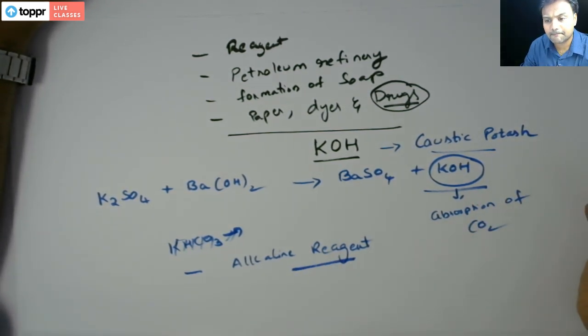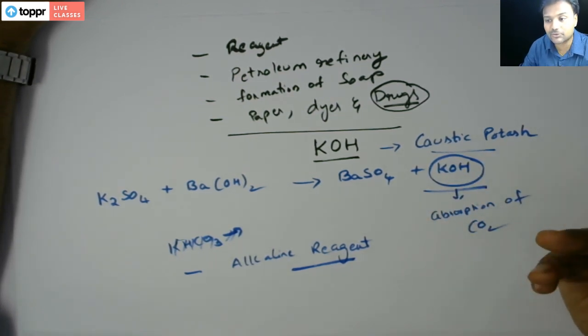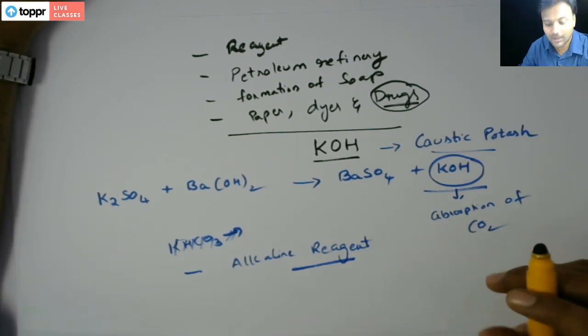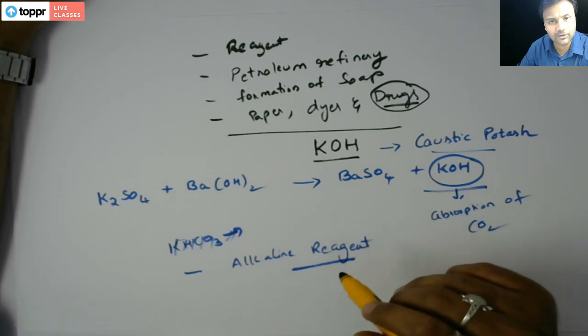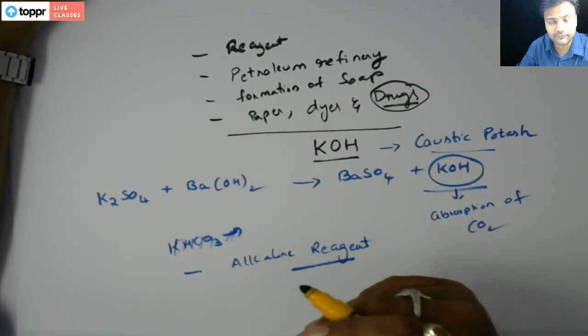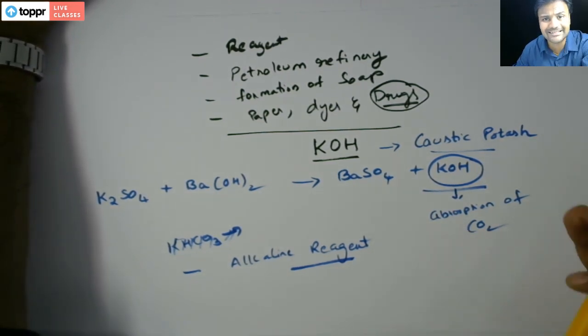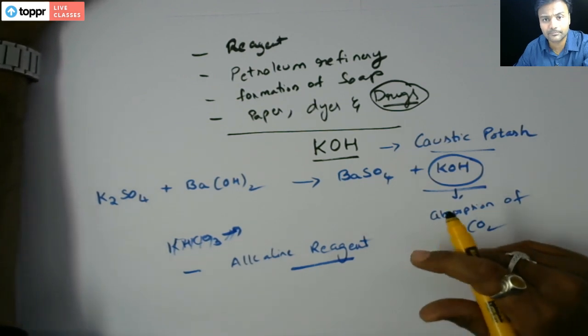Potassium hydroxide is not used as much while sodium hydroxide is used, because sodium hydroxide is cheaper than potassium hydroxide. So potassium hydroxide is also an alkaline reagent, especially used in the laboratory, but we prefer sodium hydroxide over potassium hydroxide because sodium hydroxide is economical. That means it's cheaper.